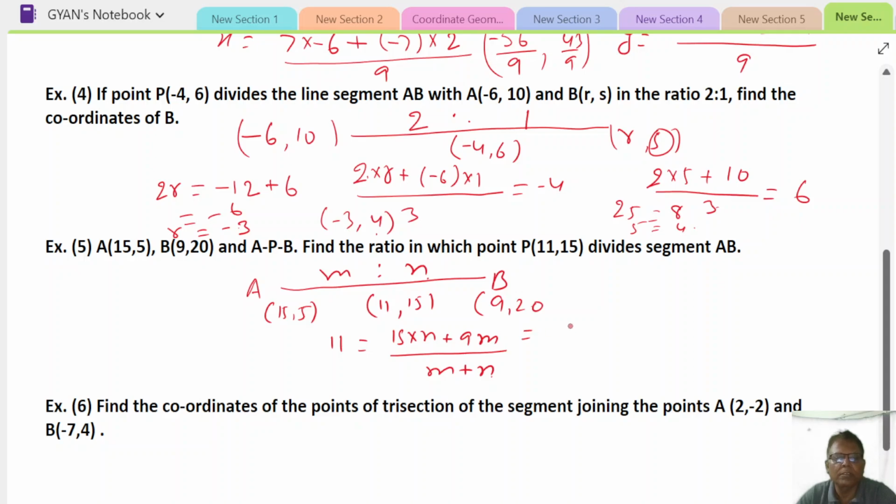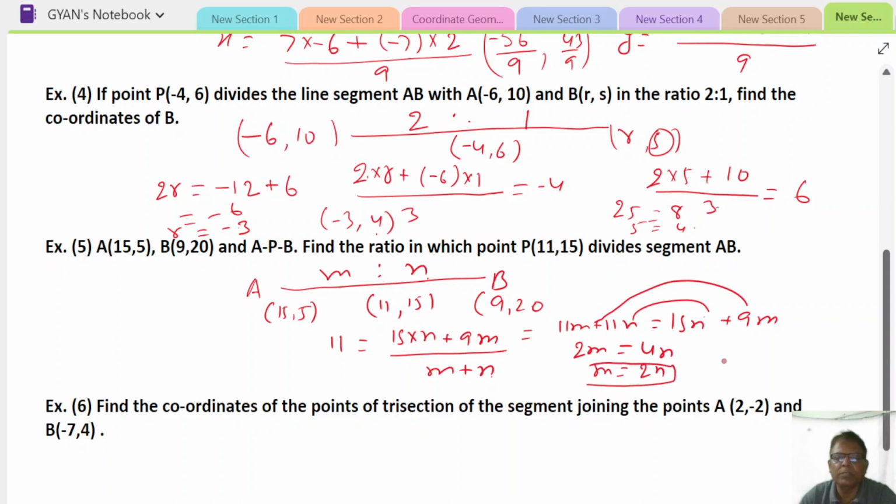So you solve it, then 11M plus 11N is equal to 15N plus 9M. So here 2M is equal to 4N. So M is equal to 2N, so 2 is to 1 is the ratio. Equating y also you can do that. That is not an issue.